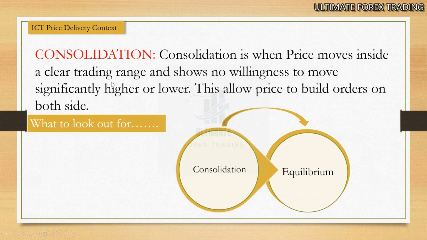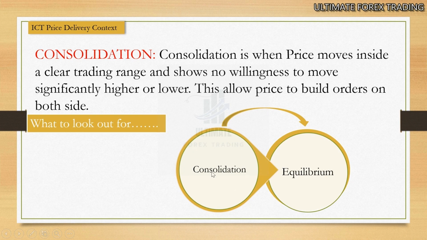Consolidation is when price moves into a clear trading range and shows no willingness to move significantly higher or lower. This allows price to build orders on both sides, right? This is when price is moving within a range and showing no willingness to move higher or lower, thereby building orders, and the orders are built on both sides. As I've told you earlier, when price is consolidating, you don't have a clue whether the price is moving up or down, but it has orders for both sides. You have to wait for expansion to know the price direction.